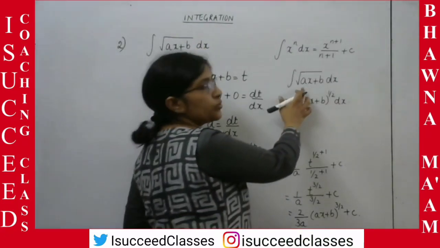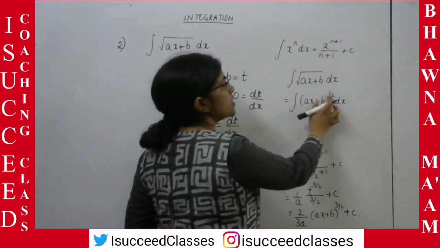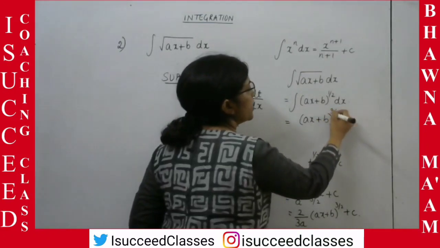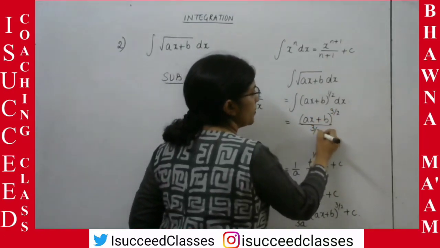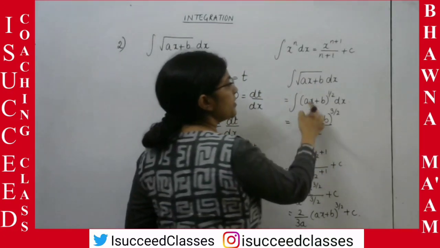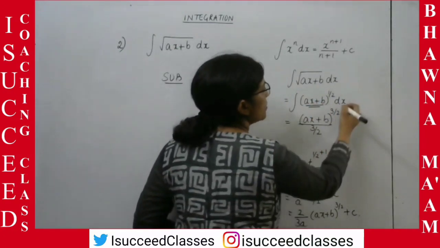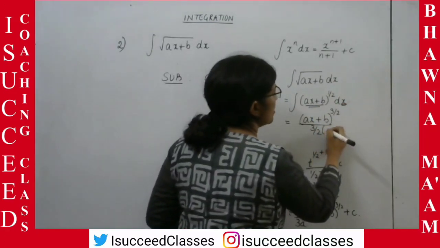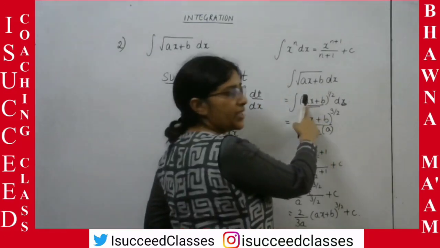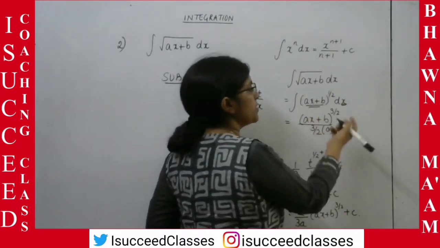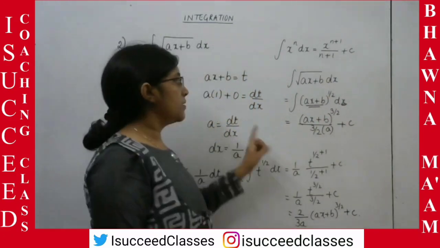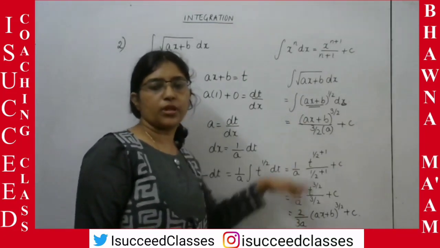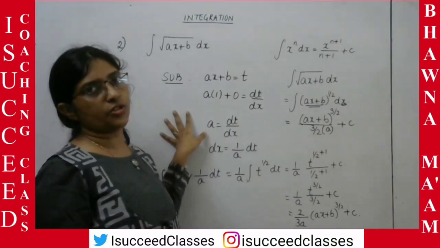Now, if we were to do this directly, we would have written it as ax plus b raised to half using the formula. It becomes ax plus b raised to 3 by 2 upon 3 by 2. And yes, you have to differentiate this ax plus b in the denominator because it is not x, it is a linear change in x. So differentiate it in the denominator, which is a as it is, derivative of x is 1 and b is 0. So that's the same thing. If you take 2 here, it is exactly the same. So it can be done this way or with substitution.